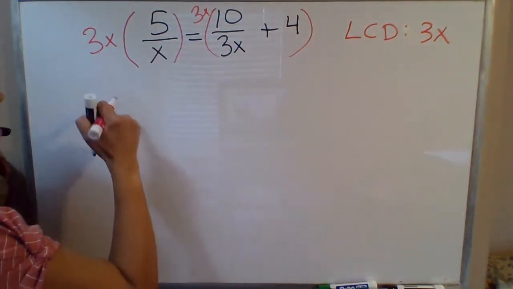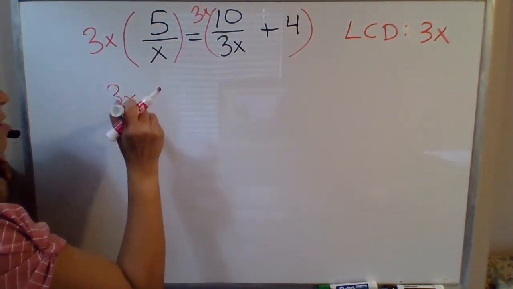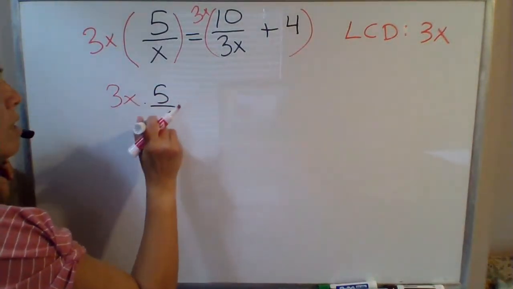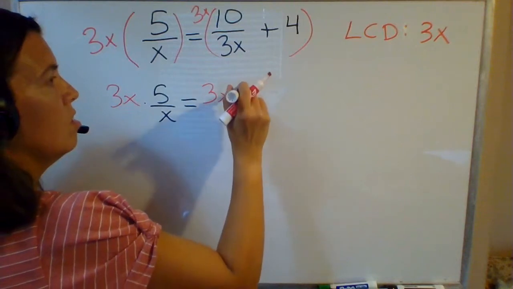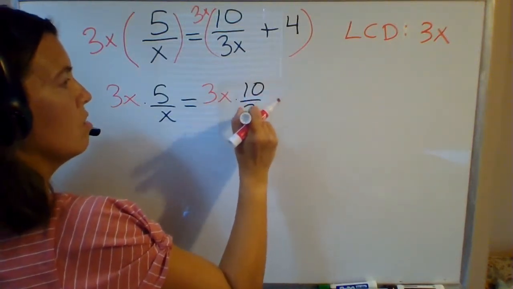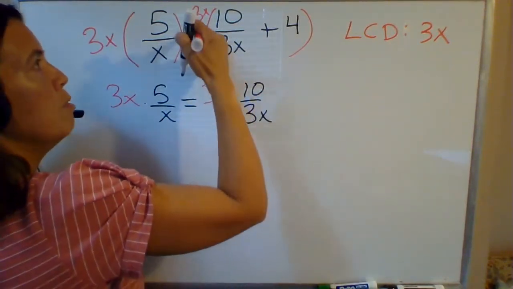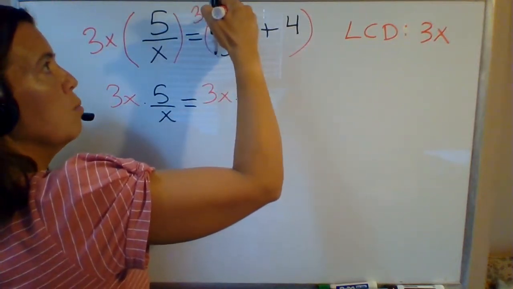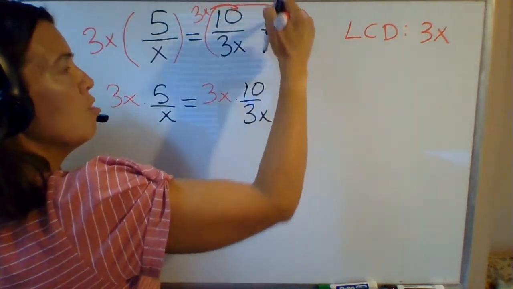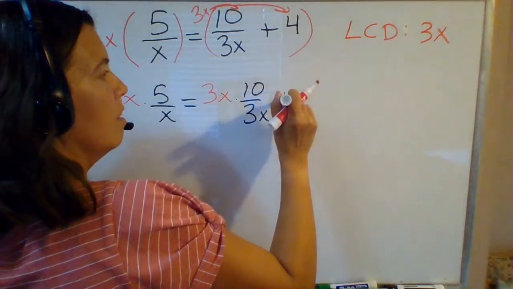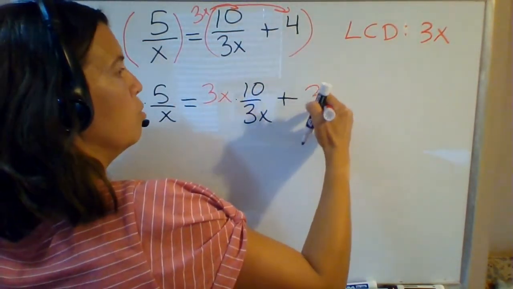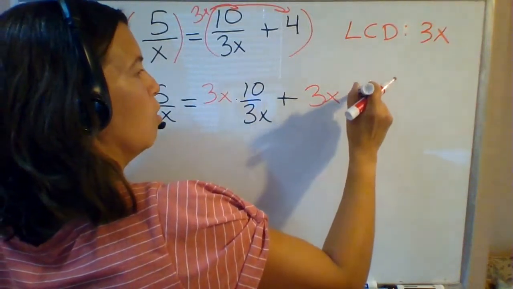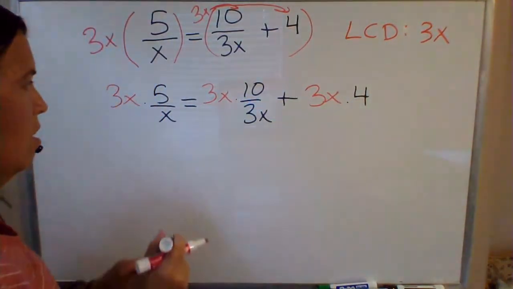And so when you do that, this is 3x times 5 over x equals 3x times 10 over 3x. And then I'm distributing the 3x in the numerator. Multiply it by this part, multiply it by this part of the sum on the right side of the equation here. So 3x times 4 for the second part of this sum.